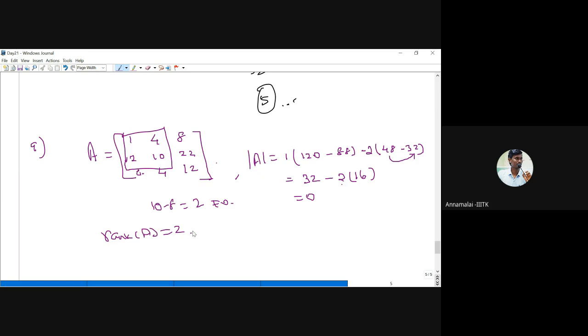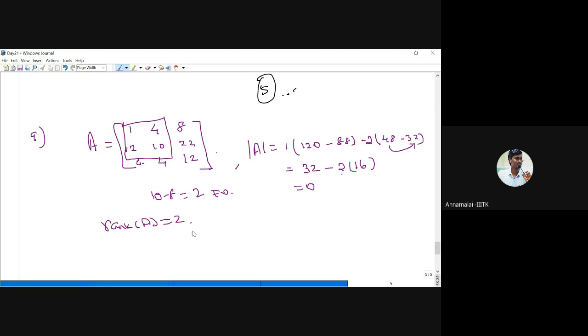Sir, if the determinant is not 0 then? If the determinant is non-zero, the rank is 3. For a 3 by 3 matrix, if the determinant is non-zero, the rank is 3. For any n by n matrix, if the determinant is non-zero, then rank is n. If the determinant is 0, the rank may be anything but not equal to n, maybe n minus 1 or n minus 2 or anything. If the determinant is non-zero, then the rank is nothing but the order of the matrix. If it is an n by n matrix, the rank is n.